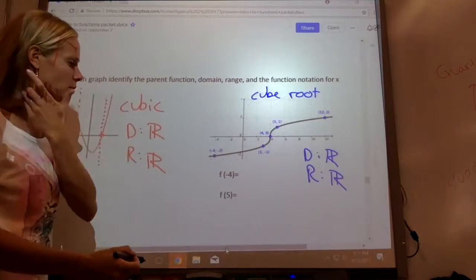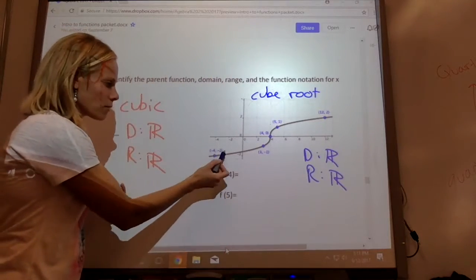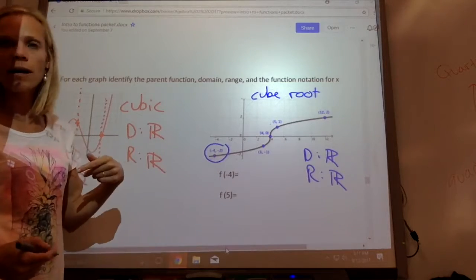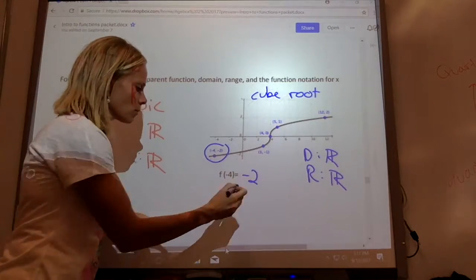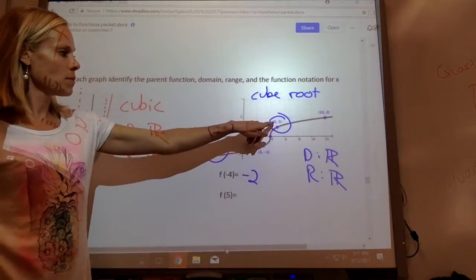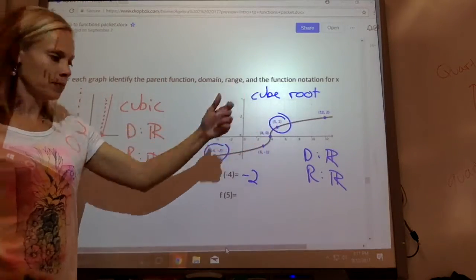This one, it's labeled for me. When x is -4, so I'm looking at this point right here. When x is -4, what's my y? -2. When x is 5, that's this point here. When x is 5, what's y? 1.